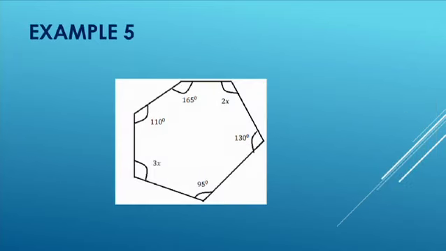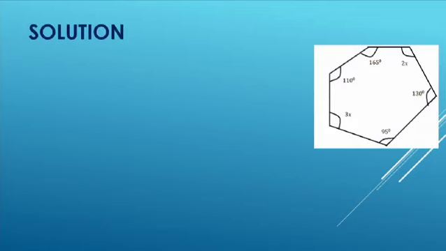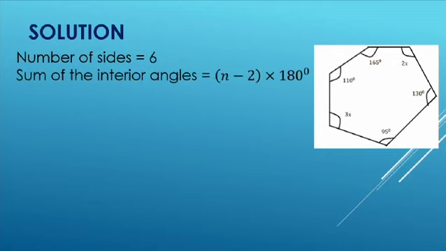We take another example. Now, find the value of x in this shape. Right. So what do we need to do? Well, let's count the number of angles. How many? Number of sides and number of angles. They are 6. Right? So if we have 6 sides, the sum of interior angles will be 6 minus 2 times 180 degrees. That is 4 times 180 degrees, which is 720 degrees. Right?